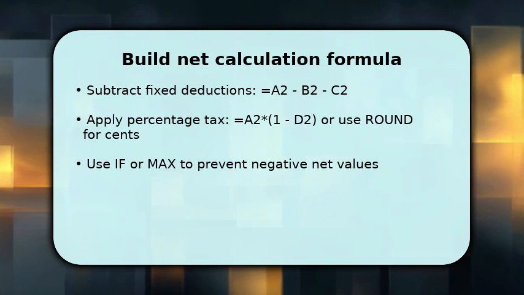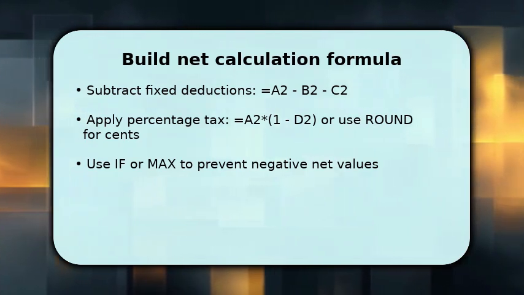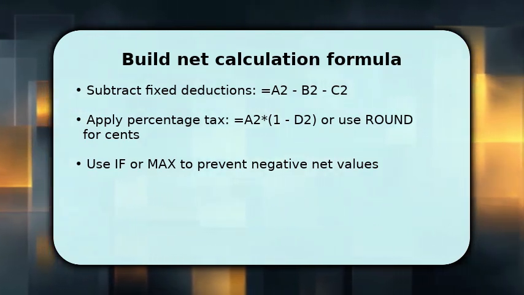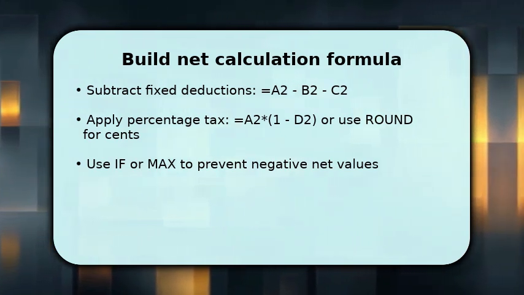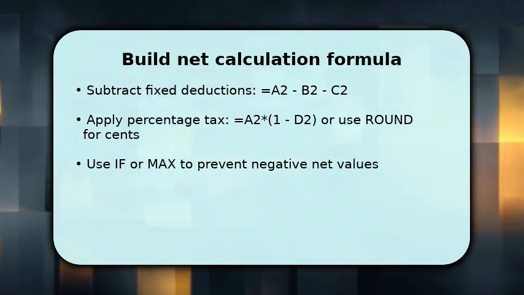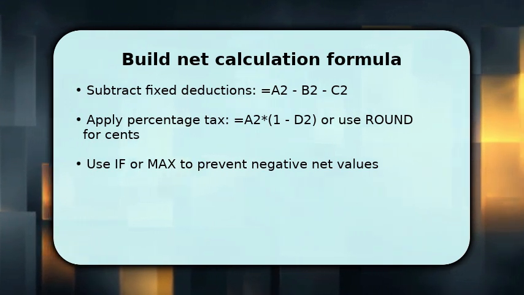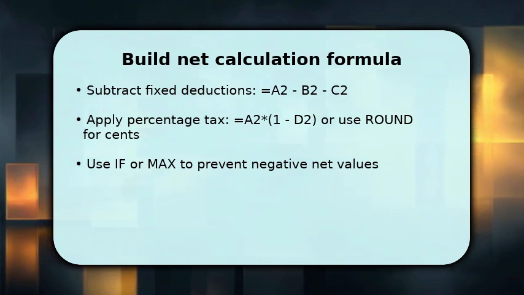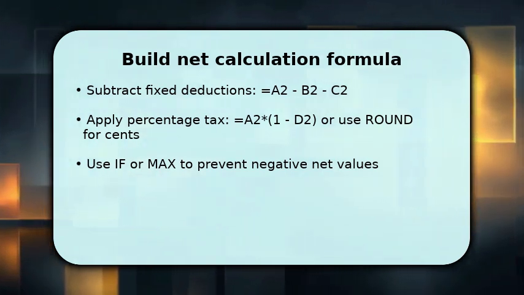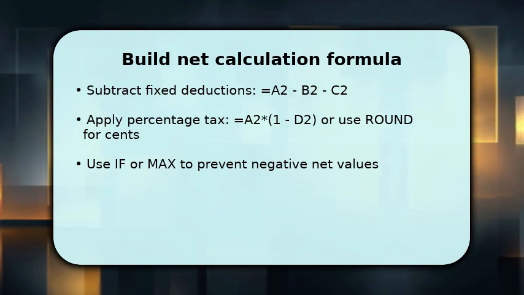Next, craft the net formula where you combine fixed and percentage reductions. For example, use equals A2-B2-C2-A2*D2 when tax applies to gross. Alternatively, compute taxable base first and apply tax to that. Once done, wrap with ROUND(value, 2) to avoid cent rounding issues. Make sure to anchor rate cells with dollar signs if copying across.